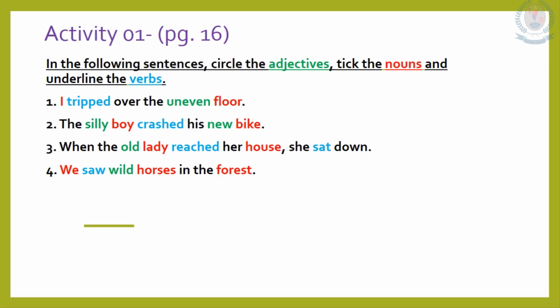Fifth one. The large crowd cheered as the skillful player scored. Large crowd, so that is your adjective and your noun. Cheered is your verb. As the skillful player, skillful player is once again adjective noun. Scored is your verb. So we have 2 pairs of all types of verbs. Right? Large crowd, cheered, skillful player, scored.